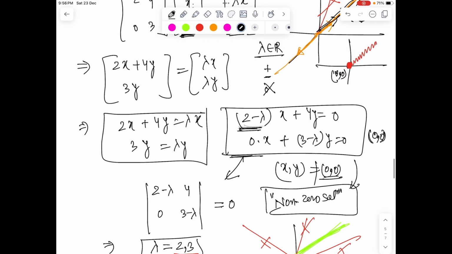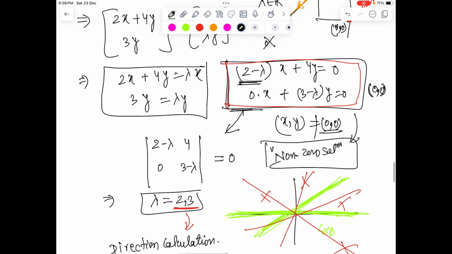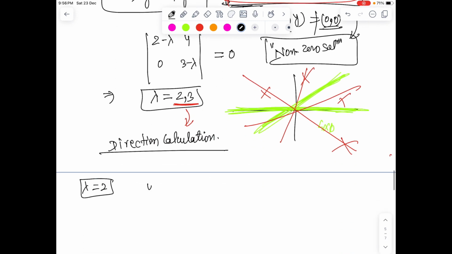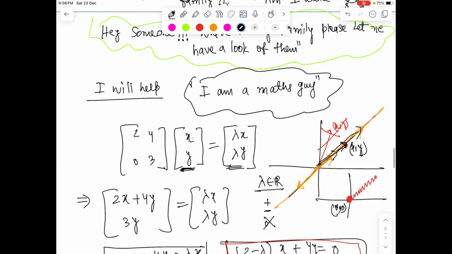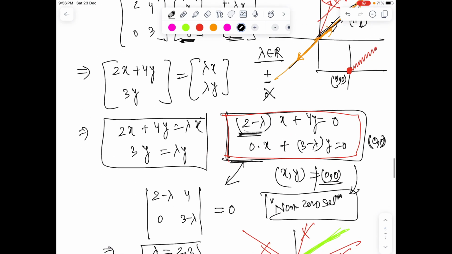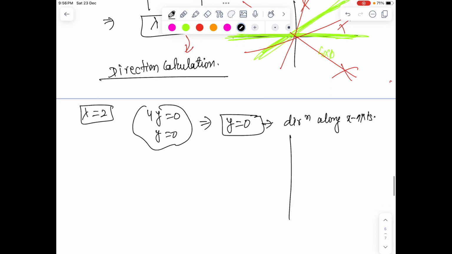So let's put lambda equals 2 in the equation and try to find x and y. Since we already have a system of equations generated over here, I'll just use this relation to find x and y. If I keep lambda as 2, we get 4y equals 0 and y equals 0. And that should not surprise you, because y equals 0 is already representing a line along the x-axis, the direction along the x-axis, right? So what does it signify?